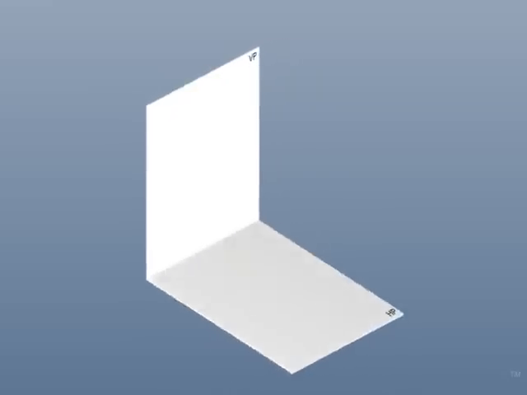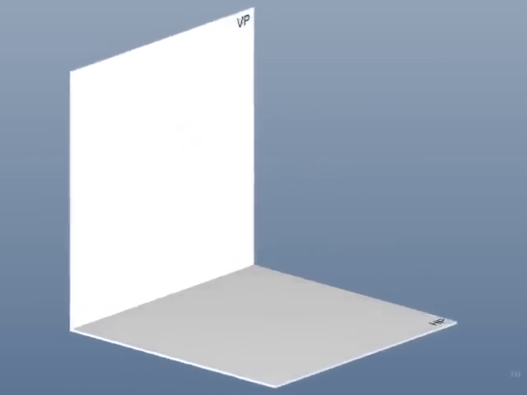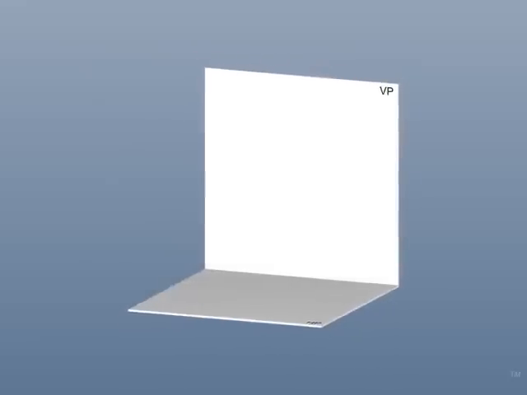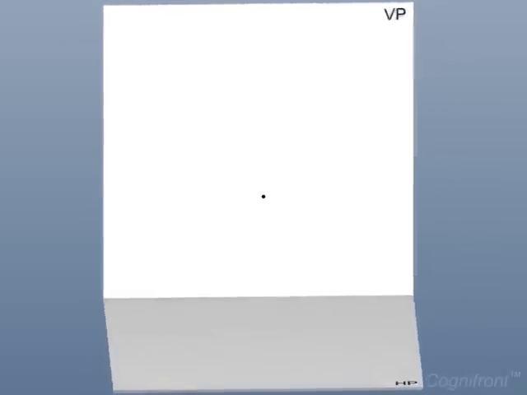Let's start with actual construction of orthogonal projections of points, lines and planes. First, we'll study the projection of the simplest geometrical element, a point. So, let's start with an example.